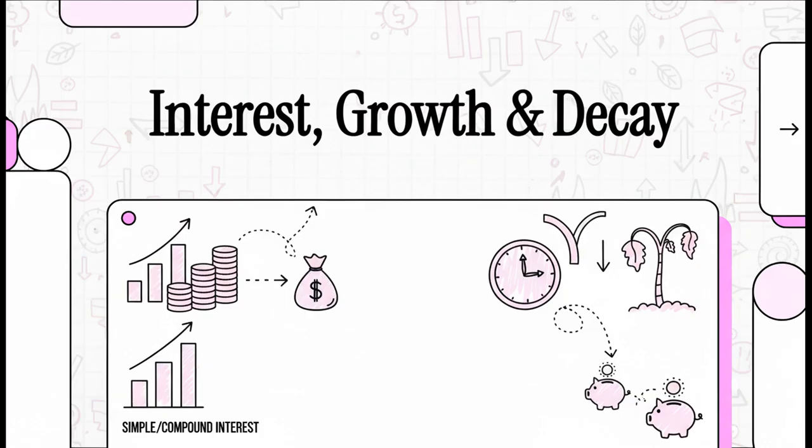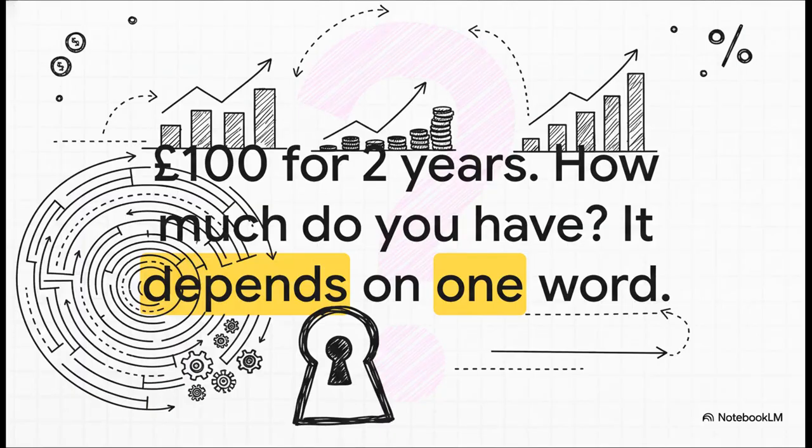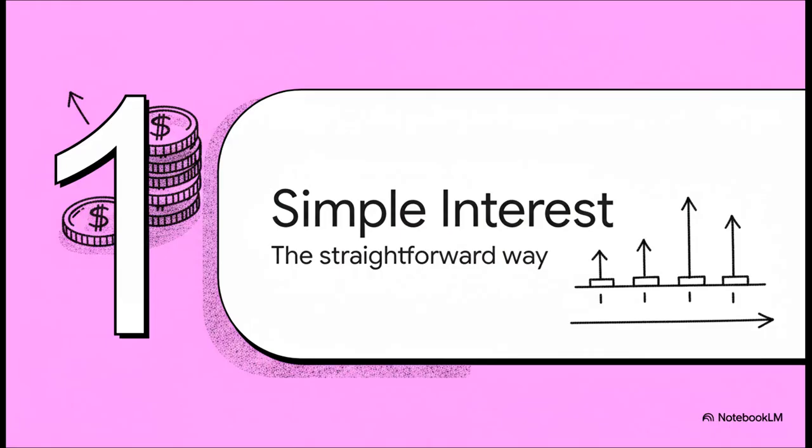So let's get started. Okay, so picture this. You put £100 in a bank for 2 years. Simple enough, right? How much do you have at the end? Well, the answer isn't quite as straightforward as you might think. It all comes down to one single crucial word that completely changes how we do the maths. And that word leads us straight to our very first tool in the toolkit, simple interest.